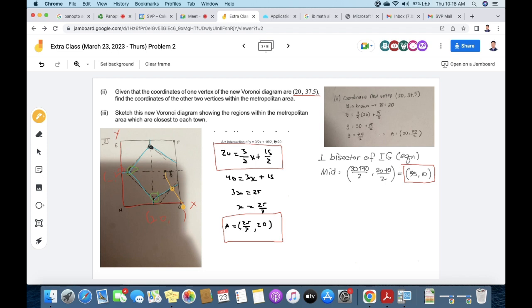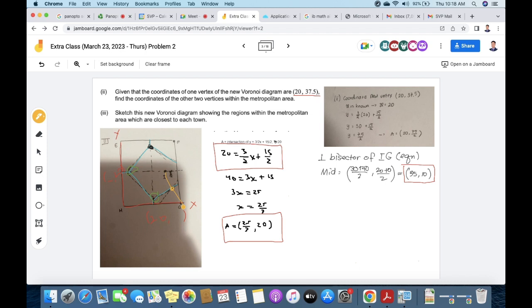Sir, where did you get 30 and where did you get 40? It's the x-coordinates of I and g. We added them, divided by 2, and also the y-coordinates of I and g. Is this clear so far? Okay, we now have a point. We need a gradient. So we need to find the gradient of IG.